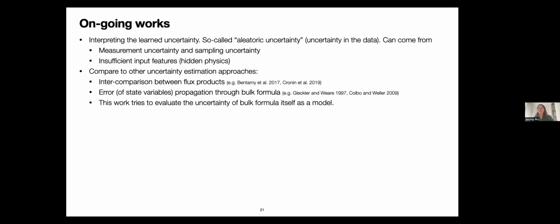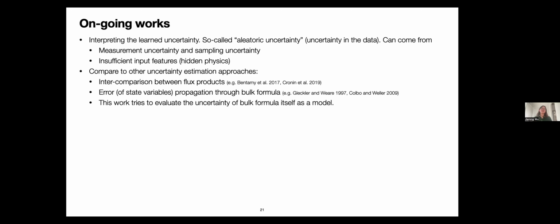Also, as I have briefly mentioned in the introduction, compared to other uncertainty estimate approaches, I was trying to find values in the literature about these uncertainties, but I found that most of the work discusses intercomparison between flux products. So you maybe have different flux products and you compute the standard deviation between those, which is a different approach because there are many things that go into these flux products. You have your model, you have your data assimilation, and you have the bulk formula. So it's all kind of lumped together.